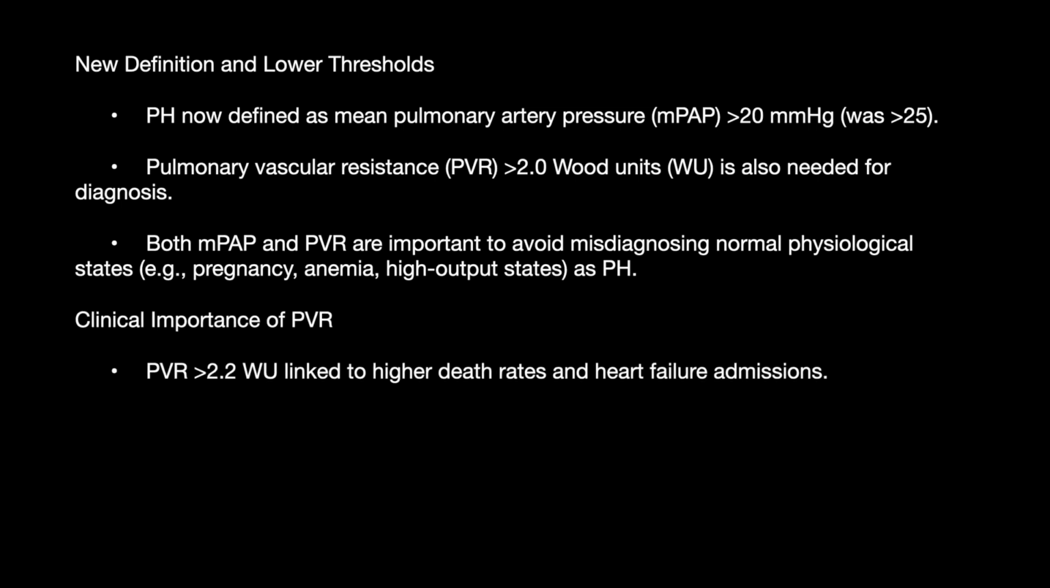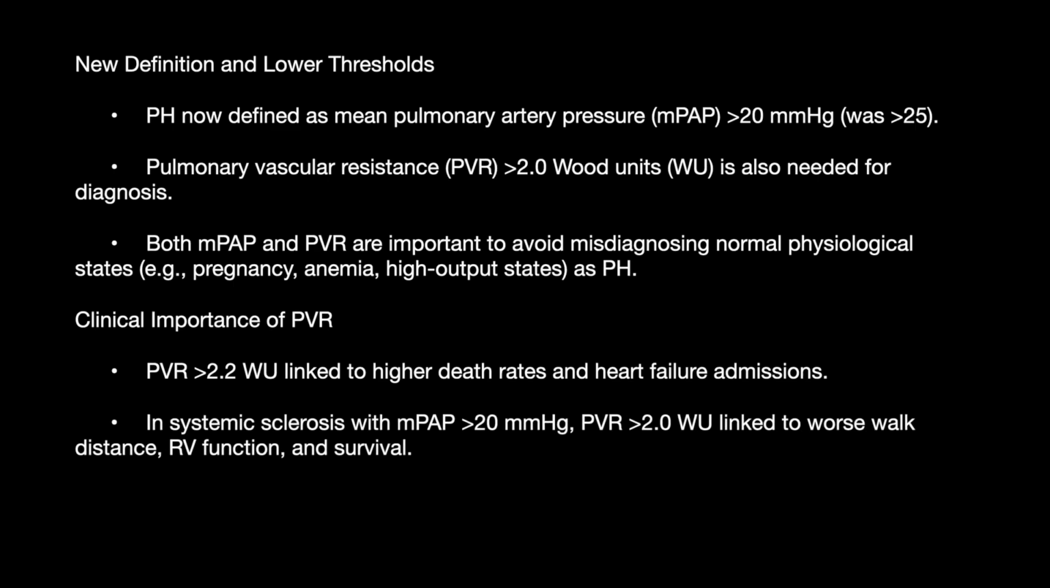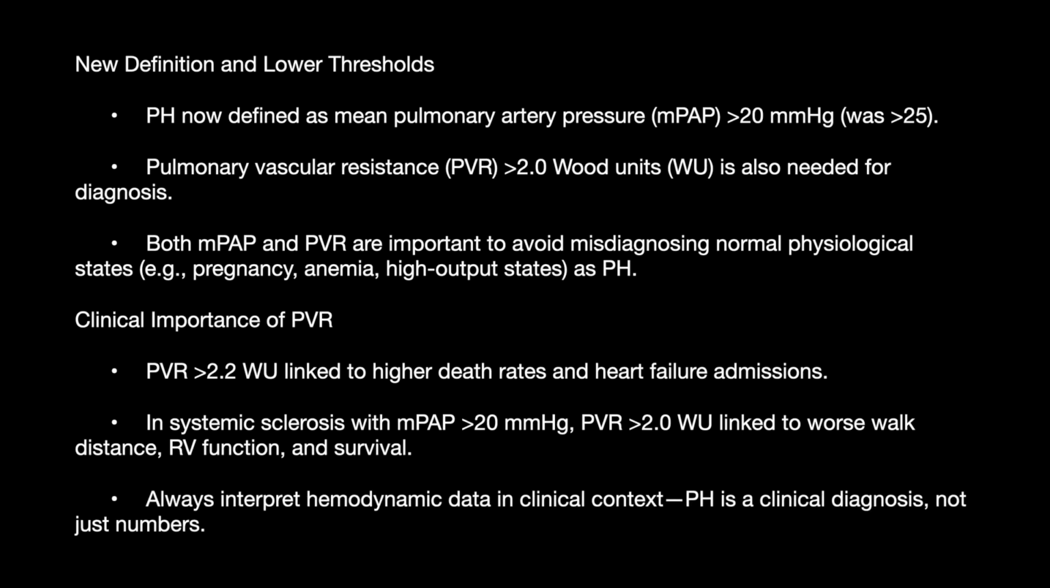Clinical importance of PVR. PVR more than 2.2 Wood's unit is linked to higher death rates and heart failure admissions. In systemic sclerosis, when the mean pulmonary artery pressure is more than 20 and PVR is more than 2, it is linked with worse walk distance, right ventricular dysfunction and decreased survival.